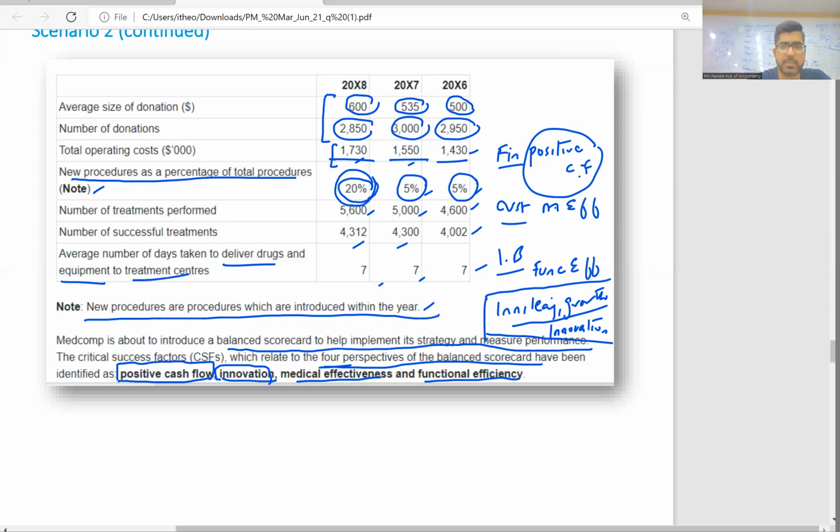So if you just calculate, the inflows in 2006 are 500 average size of donation multiplied by donations 2950, 1475, less the cost 1430.